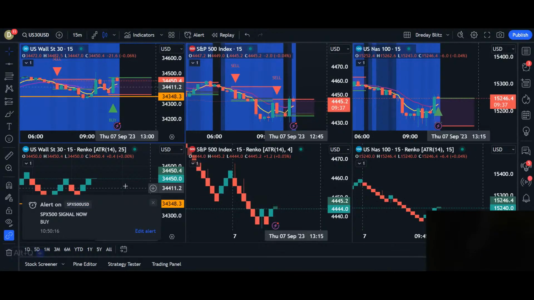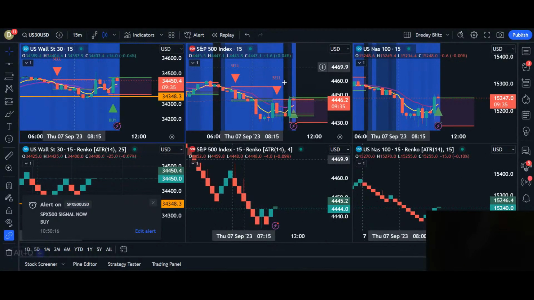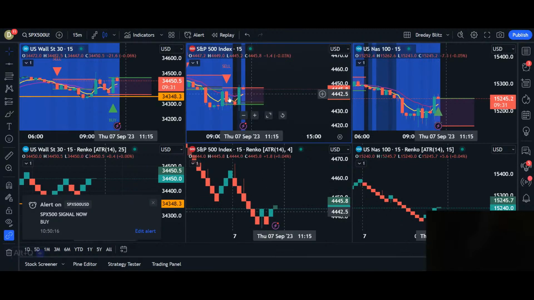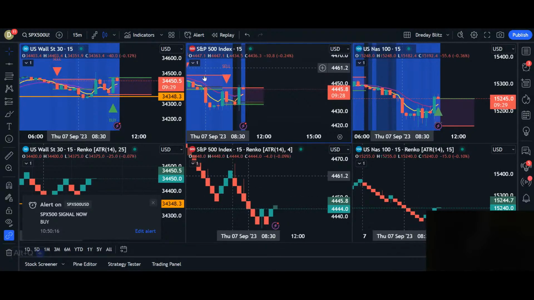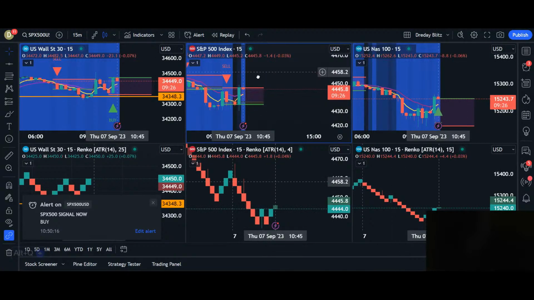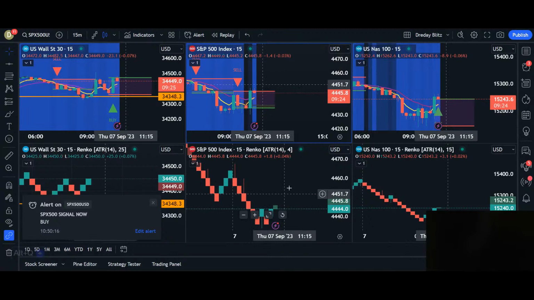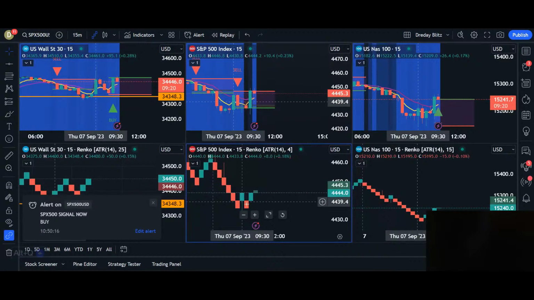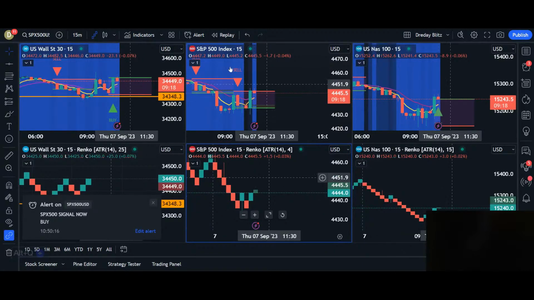So SPX, we had a buy. So S&P 500 is confirming a buy right now. So it's confirming that it's going up right now. And if we look at the Renkos, it's showing the direction is the same.